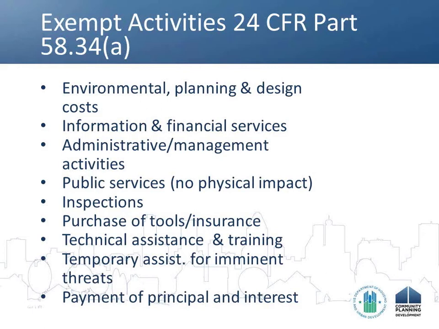Oh, it also includes temporary assistance for imminent threats. This comes up at times too. If you have a building that is about to literally fall onto the sidewalk and kill people, we'd let you get away with not doing the environmental review for something like that, because you are indeed protecting the human environment by doing such an activity.